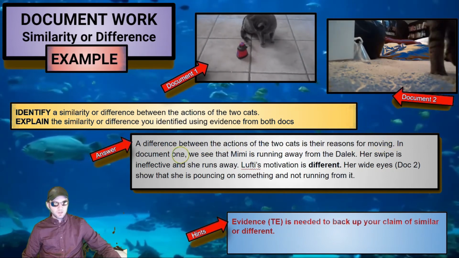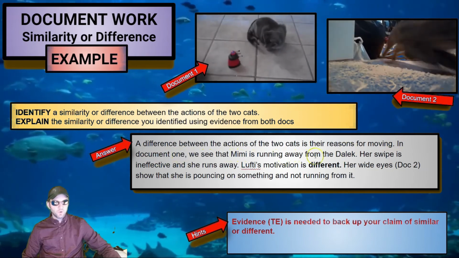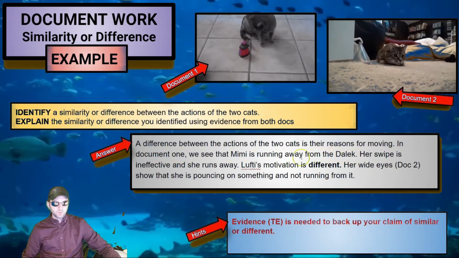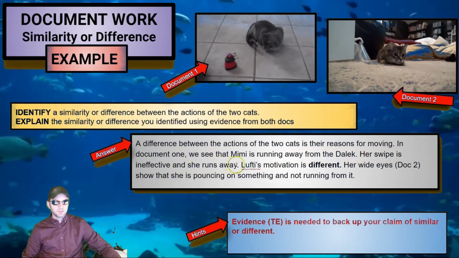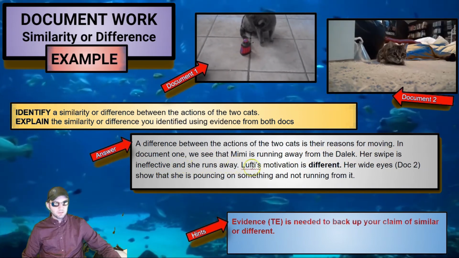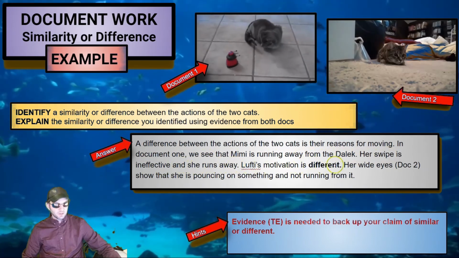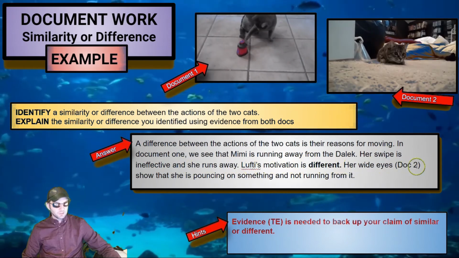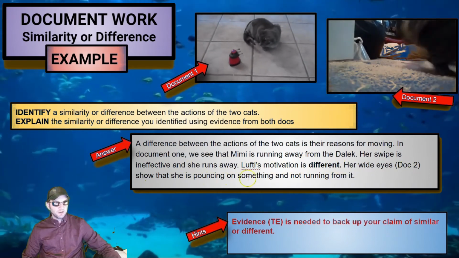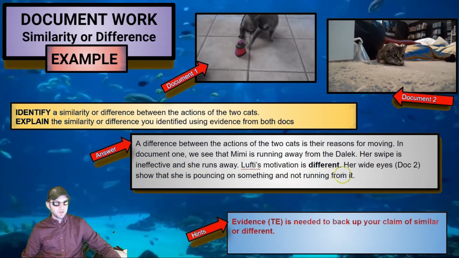In document 1, we see Mimi is running away from the Dalek. Her swipe is ineffective and she runs away. Lufty's motivation is different. Her wide eyes, document 2, show that she is pouncing on something and not running from it.